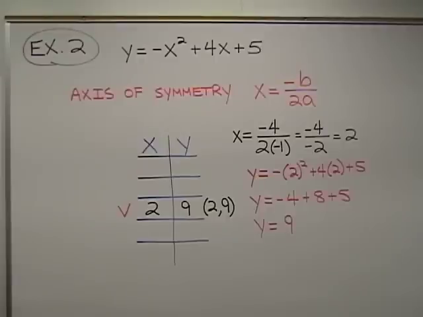Okay, so we substitute 2 in place of x, and we simplify it, and we find out that the y-coordinate for our vertex is going to be 9. So we know where our vertex is. It's going to be at the ordered pair 2, 9. So let's go ahead and start this graph.